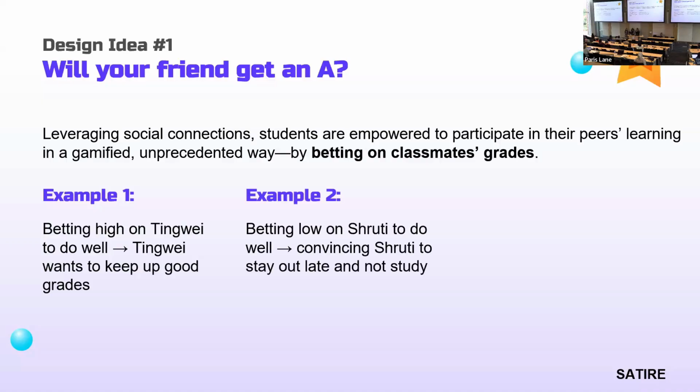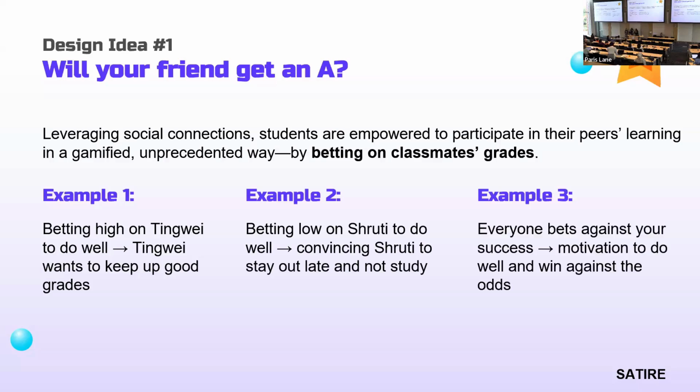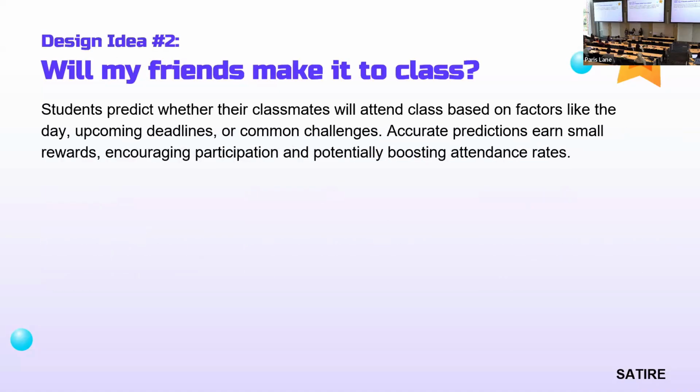And I will leverage my social connection to her to convince her to stay out late and not study. I'll tell her, don't worry, I haven't started the assignment either. And this will make her do poorly, so then I get my payout. And finally, if everyone bets against your success, that might work as motivation for you to do well and win against the odds.